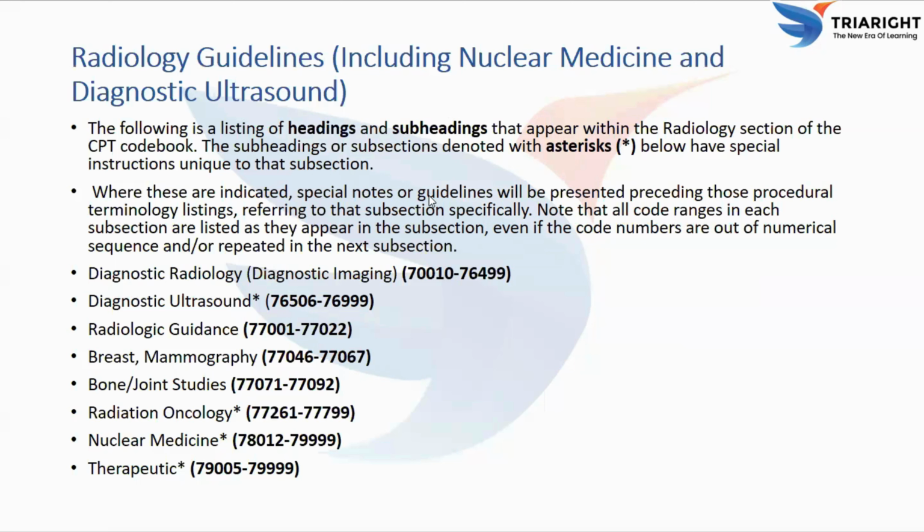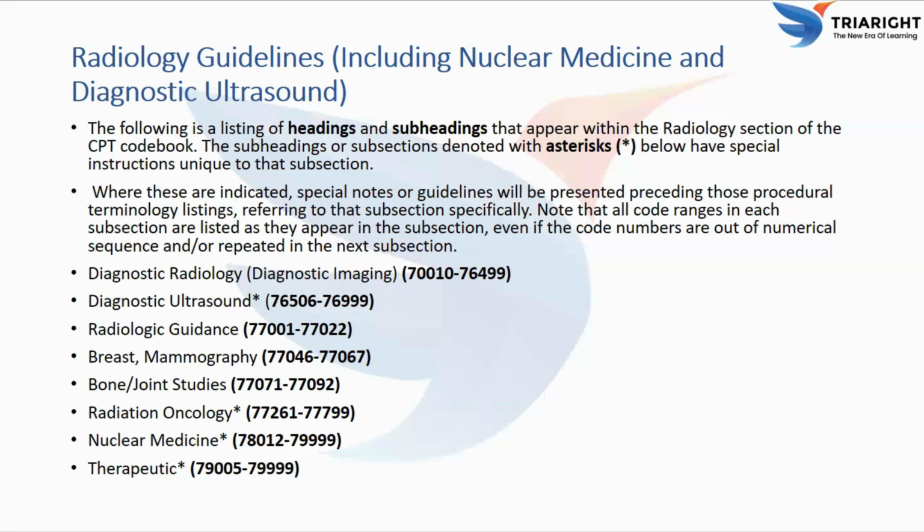So what are the special notes and guidelines? Some subsections have special instructions that apply only to that subsection. Those notes appear before the list of the procedures. And code ranges may appear out of numerical order or be repeated if needed for clarity. So do not assume CPT codes always appear in perfect numerical order.